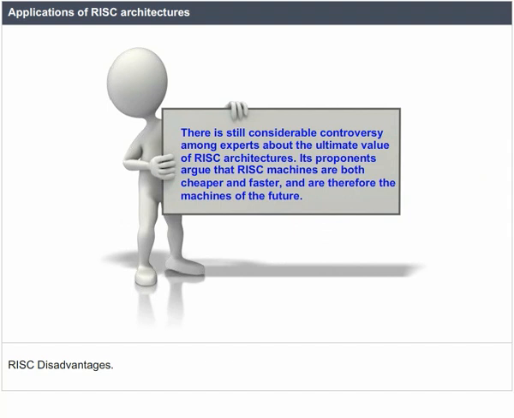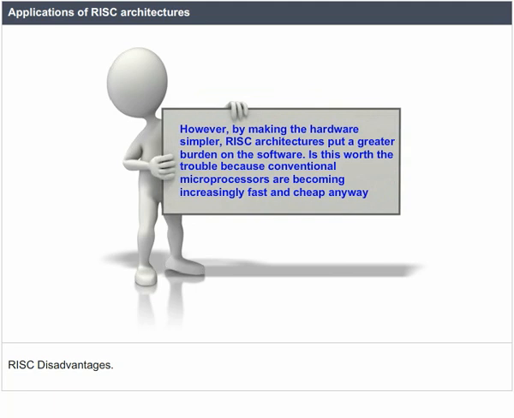RISC disadvantages. There is still considerable controversy among experts about the ultimate value of RISC architecture. Its proponents argue that RISC machines are both cheaper and faster and are therefore the machines of the future. However, by making the hardware simpler, RISC architectures put a greater burden on the software. Is this worth the trouble? Because conventional microprocessors are becoming increasingly fast and cheap anyway.